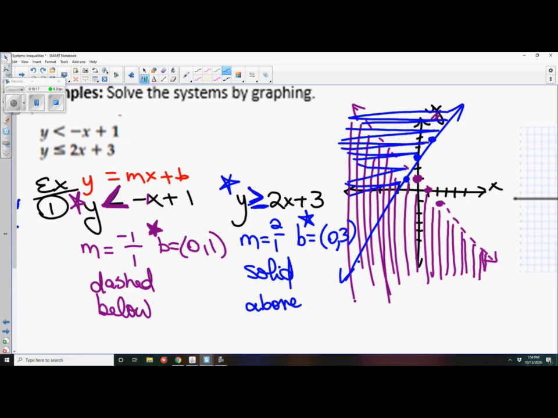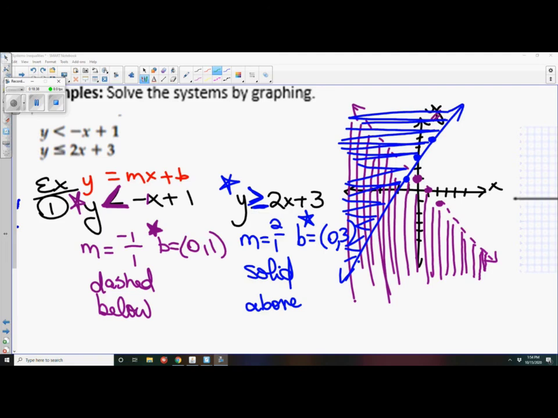So it needs to be below, right? Yeah, you got it. All right, we have both of our inequalities graphed. So now, what's our one last step we have to do? You shade your solution region.